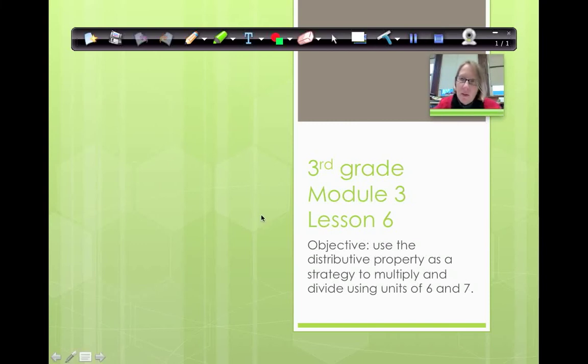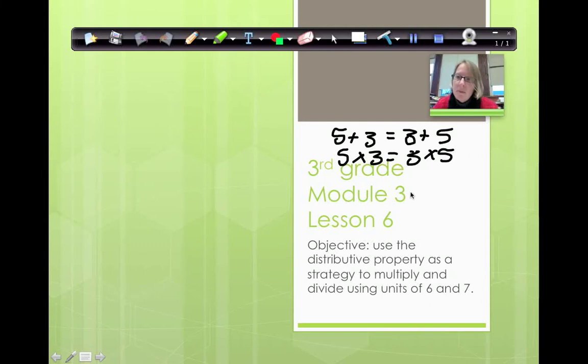We've learned about the commutative property, and we've learned about the distributive property. The commutative property was like 5 plus 3 is the same as 3 plus 5, or 5 times 3 is the same as 3 times 5. Remember when we could flip that? That was the commutative property.